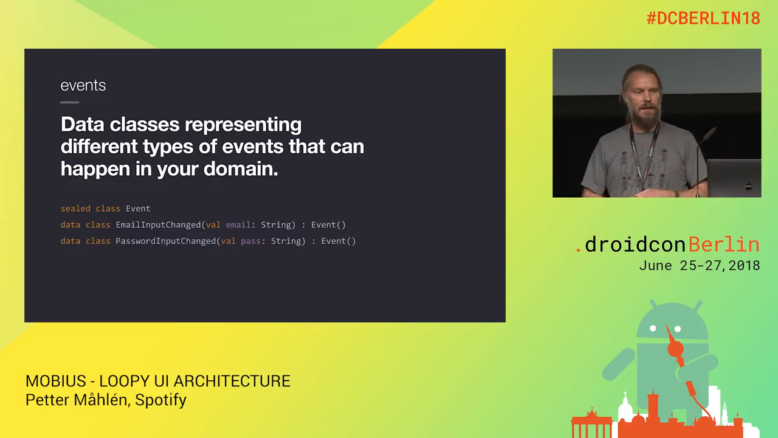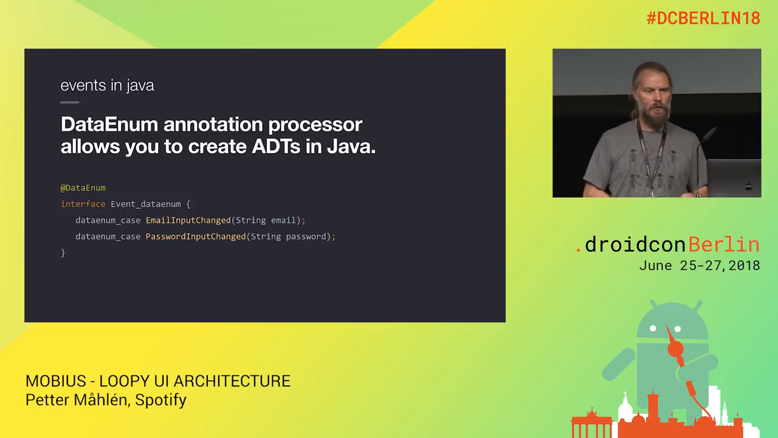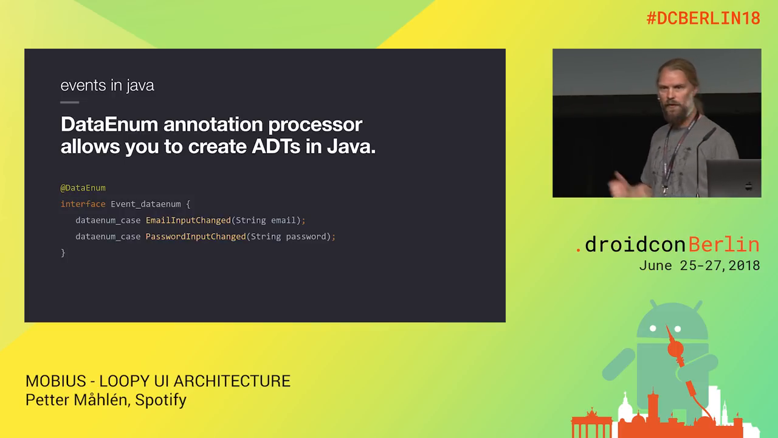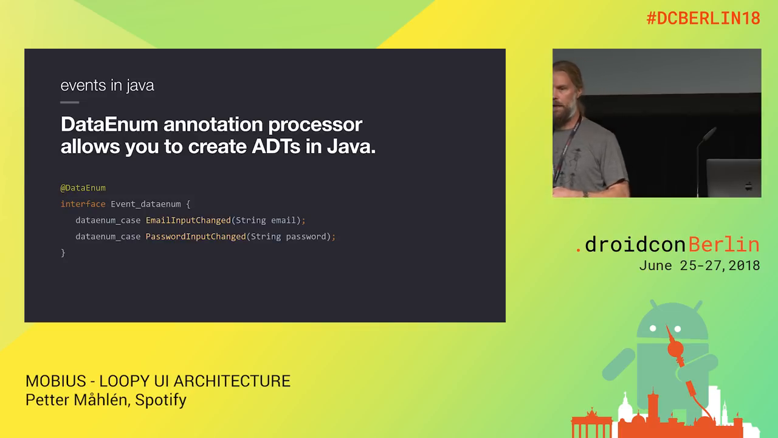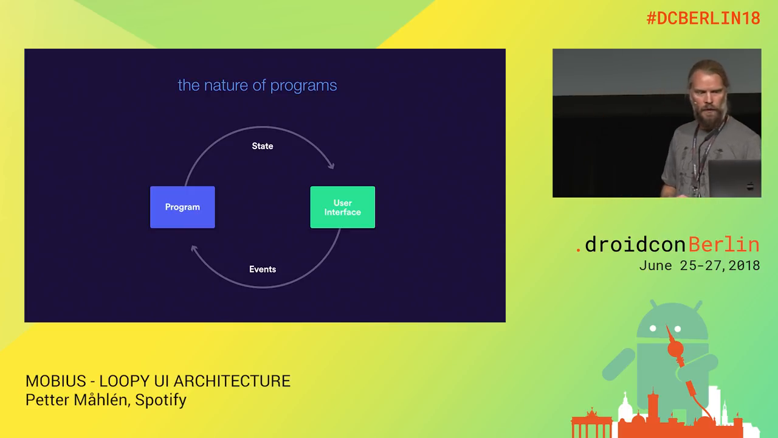And for events, they're much easier to work with if you use algebraic data types, sum types, so sealed classes in Kotlin. And if you're not using Kotlin, then we've created an annotation processor called data enum that gives you the same sort of thing as in Kotlin, but in Java. So just an aside.